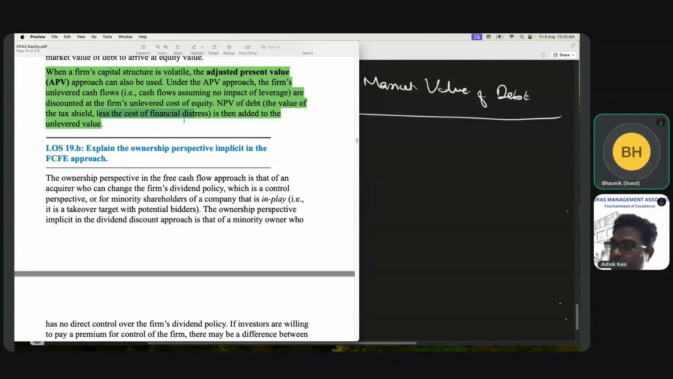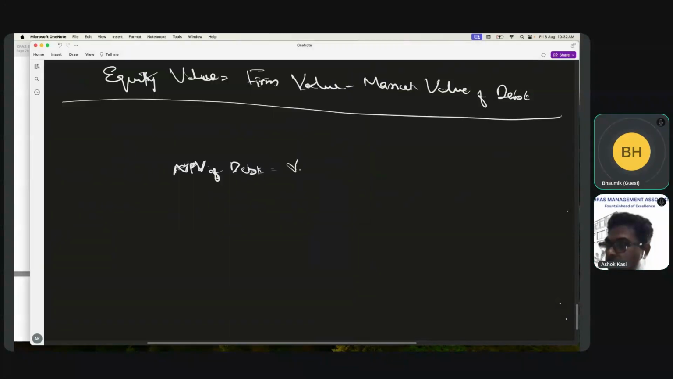Value of the tax shield means the tax benefit that they are saving because of debt. So value of tax shield. Tax shield means, are you able to understand?